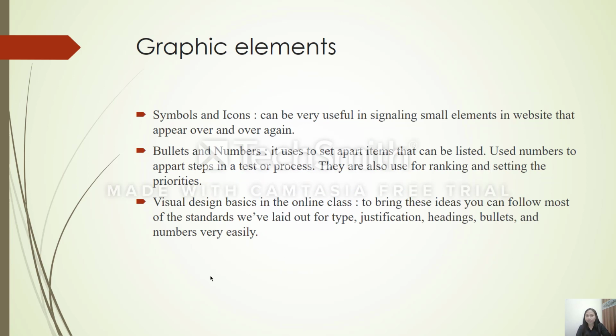The last element is graphic elements. So in these elements, there are three parts. The first is symbols and icons. This part can be very useful in signaling small elements in a website that appear over and over again. The second part is bullets and numbers. It is used to set apart items that can be listed. Use numbers to set apart steps in a task or process. They are also used for ranking and setting priorities.